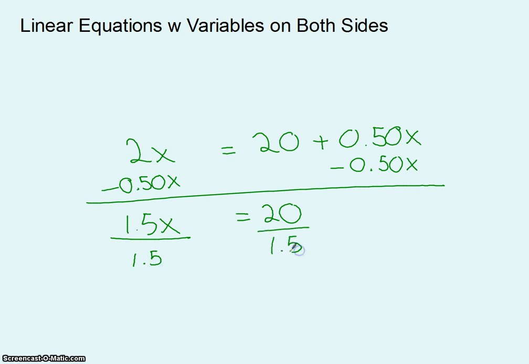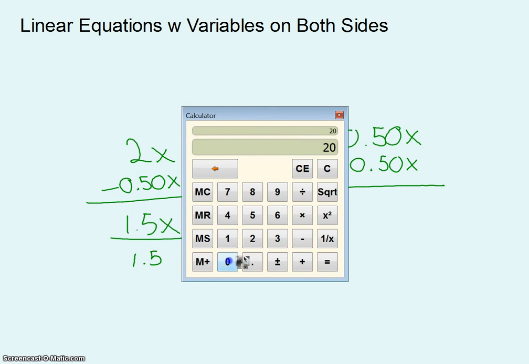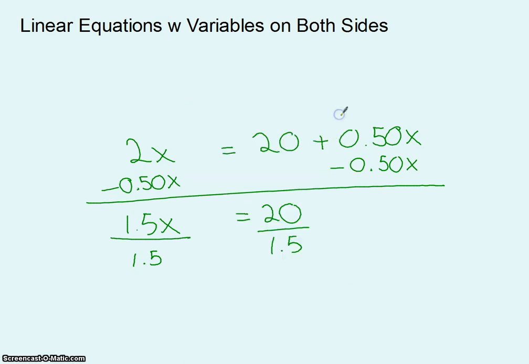And 20 divided by 1.5, I've got a calculator right here that'll work for me. 20 divided by 1.5 equals 13.3, repeating. So it looks like at 13, it's going to be better to go with plan 1. Just above 13, it's going to be better to go to plan 2.